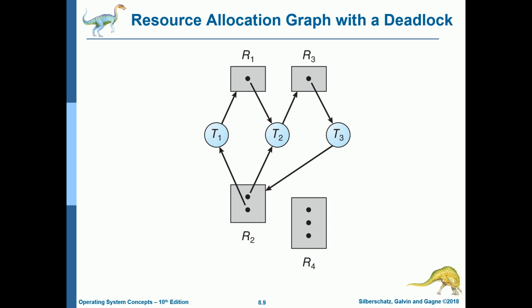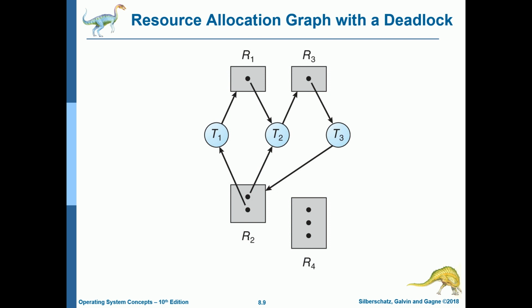Now since no resource instance is currently available, we add the request edge going from T(3) to R(2) to the graph. At this point, two minimal cycles exist in the system: T1 to R1, R1 to T2, T2 to R3, R3 to T3, T3 to R2, R2 to T1. And also, T2 to R3, R3 to T3, T3 to R2, R2 to T2. The threads T1, T2, and T3 are deadlocked.